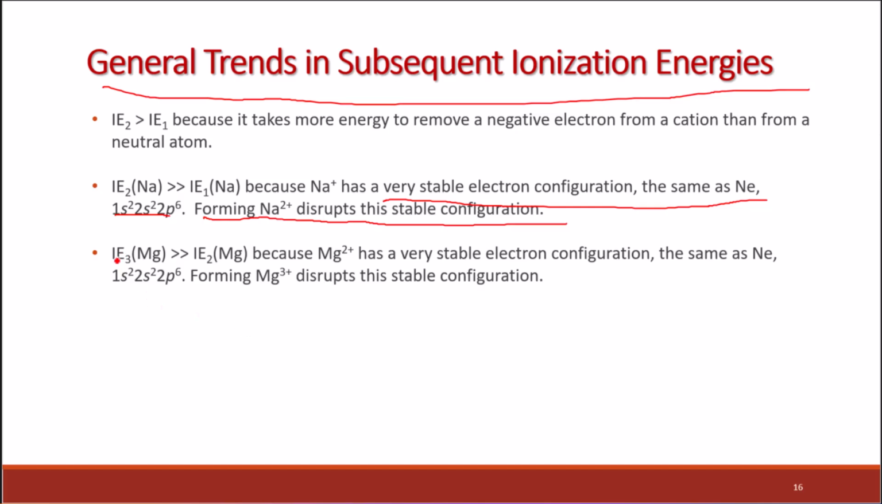For magnesium, it occurs in ionization energy 3, which is much, much greater than ionization energy 2. Magnesium 2+ has neon's electron configuration, just as we've been talking about. And so forming magnesium 3+ disrupts that very stable electron configuration.